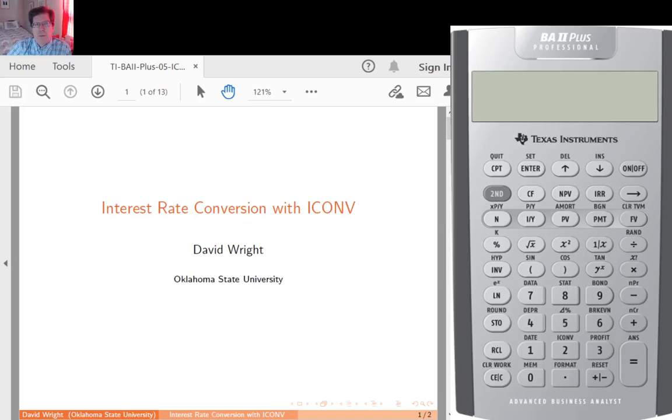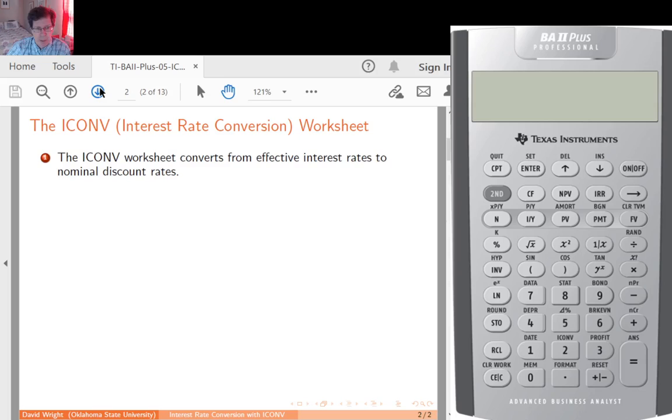Hi, this is a video on how to use the interest rate conversion function on the TI BA2 calculator. The interest rate conversion button is on the number 2 button, and you enter it by pressing second ICONV. So let's get into how to use it.